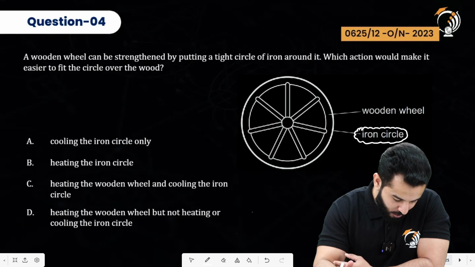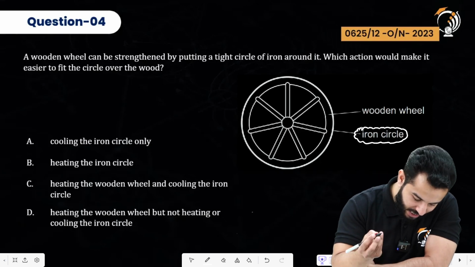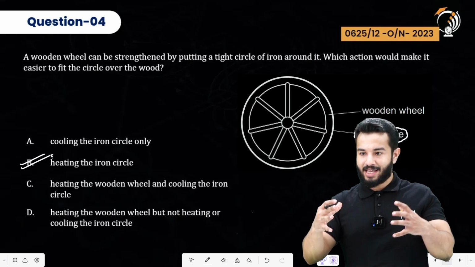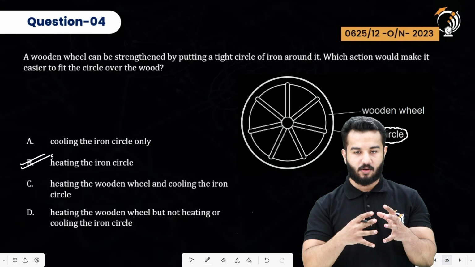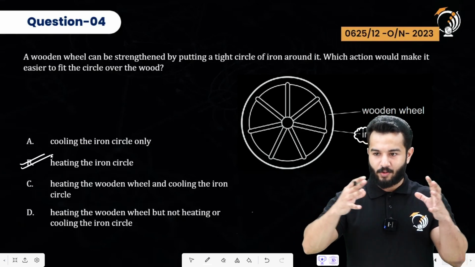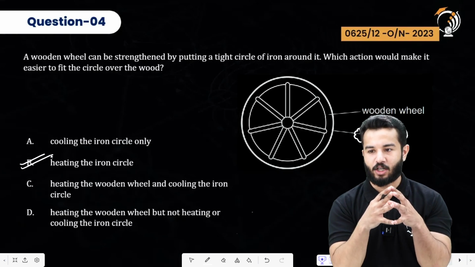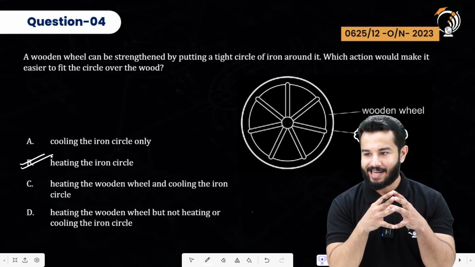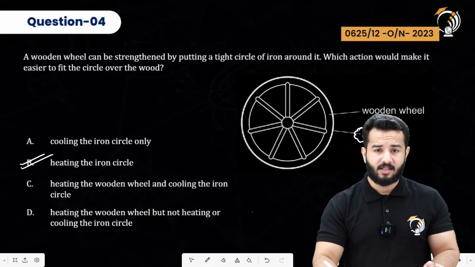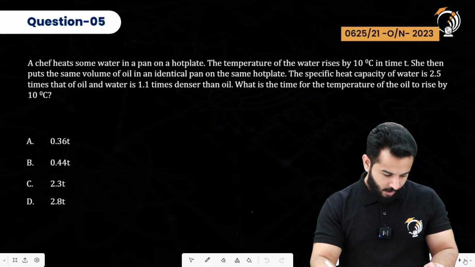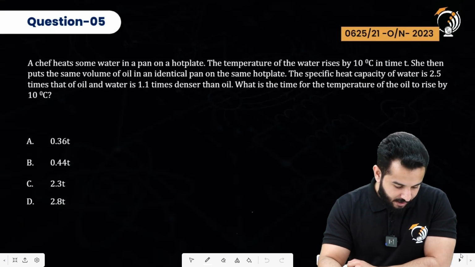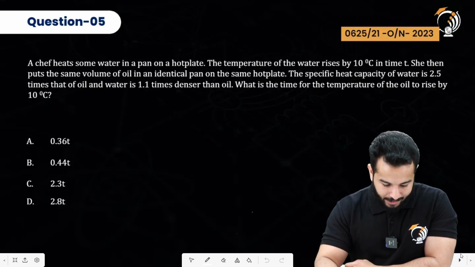So what we are going to do is heat the iron circle so it will expand, and then we are going to fit the wooden wheel into it, and then we are going to let it cool. So the iron circle will contract and it will hold the wooden wheel tightly. That's how it will work. Obviously you don't want to heat the wooden material, for obvious reasons.